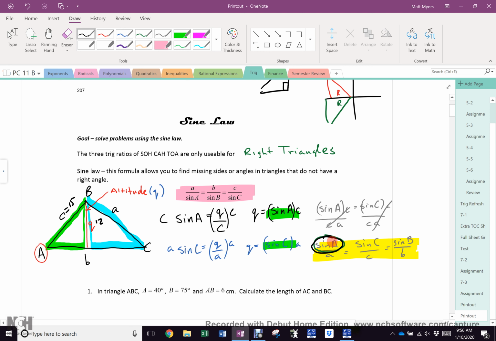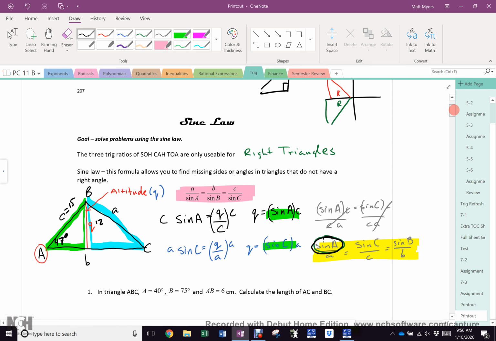Where do we find it? If I told you A was 47 degrees, how would you get something there that you could do math with? Sine 47 from your calculator, right? Everybody cool? And then that's just going to be a decimal, right? Then I'm going to have a number over a number and a number over a number and a number over a number. Is everybody good?